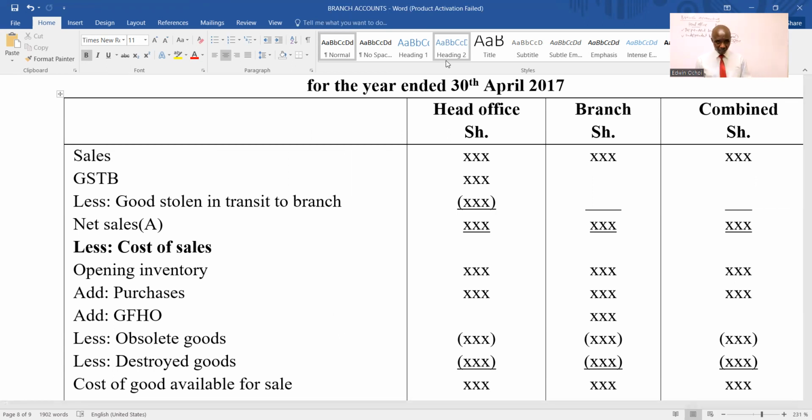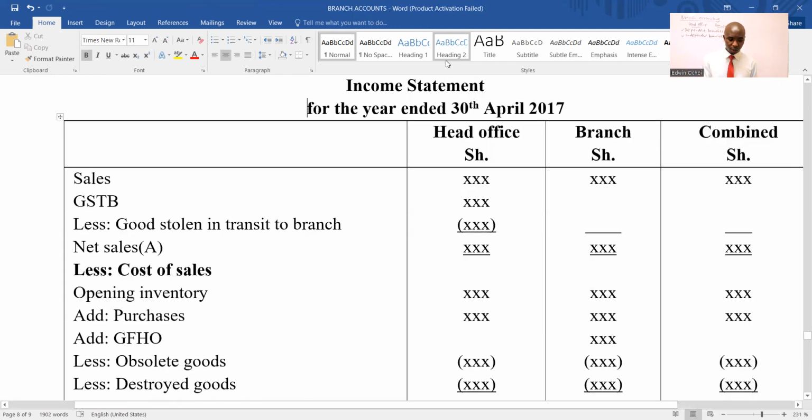Goods sent to the branch will appear only in the head office. Goods sent to the branch will be received by the branch under the cost of sales, like a purchase. So goods stored in transit to branch reduce the sales of the head office. You get your net sales.